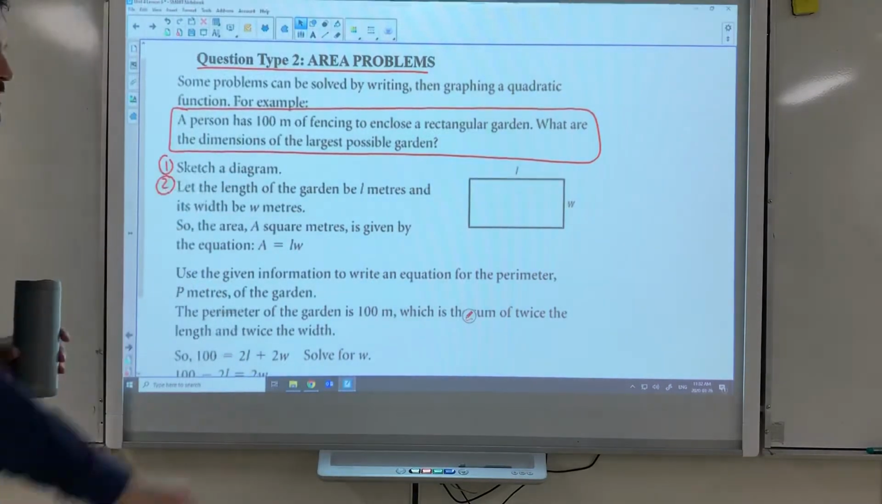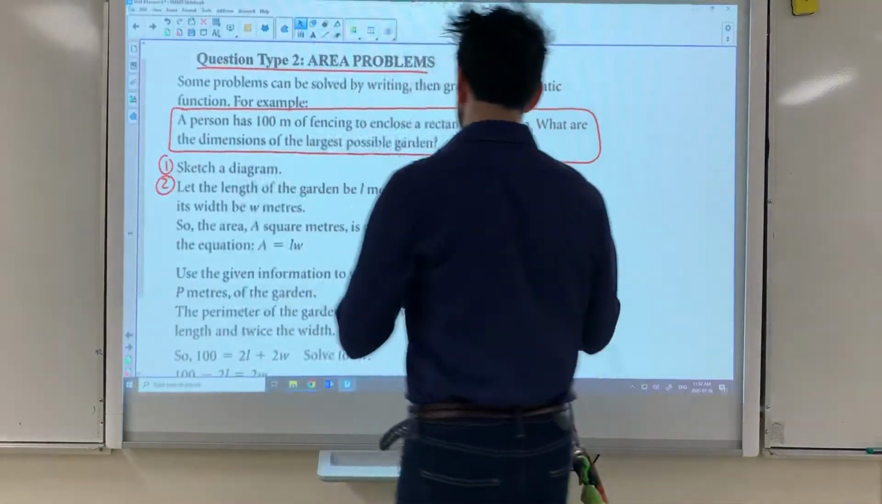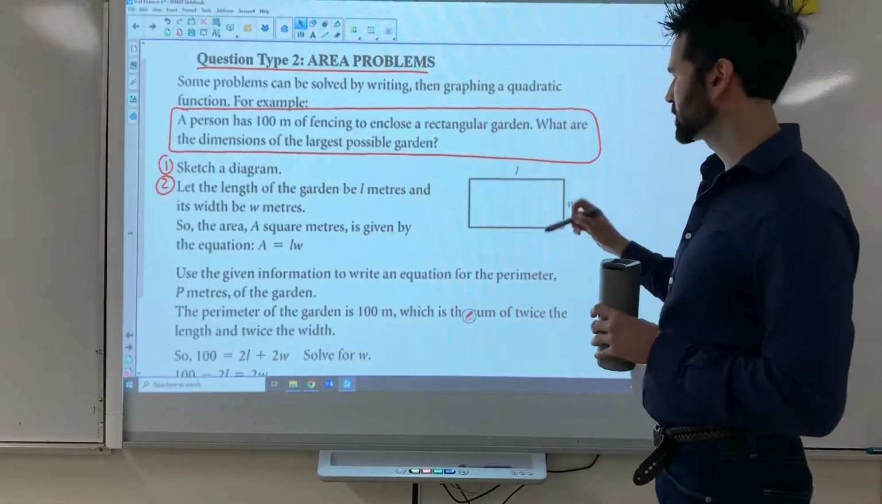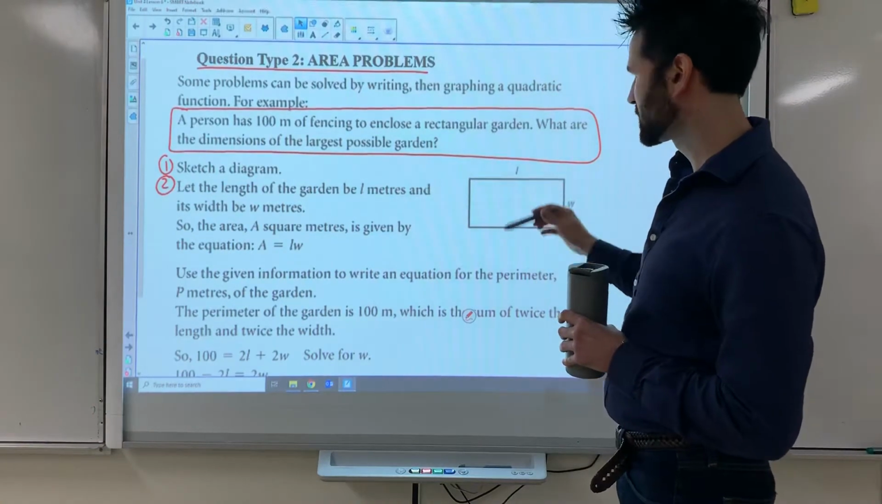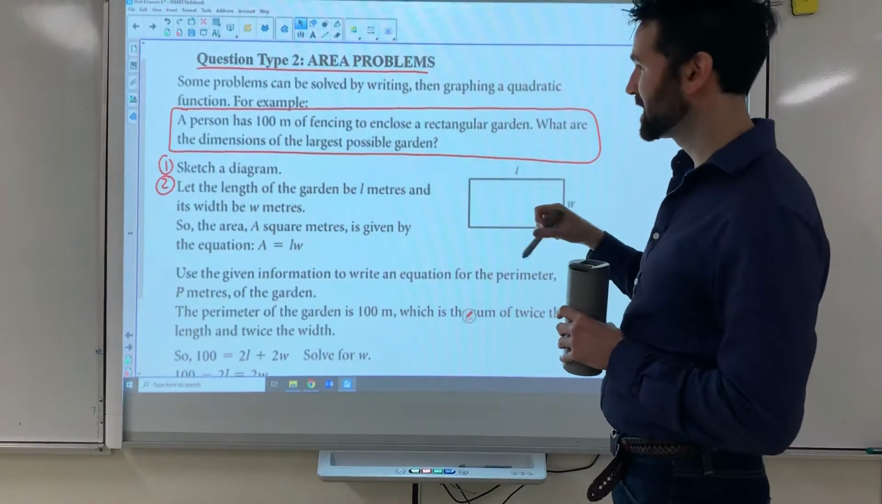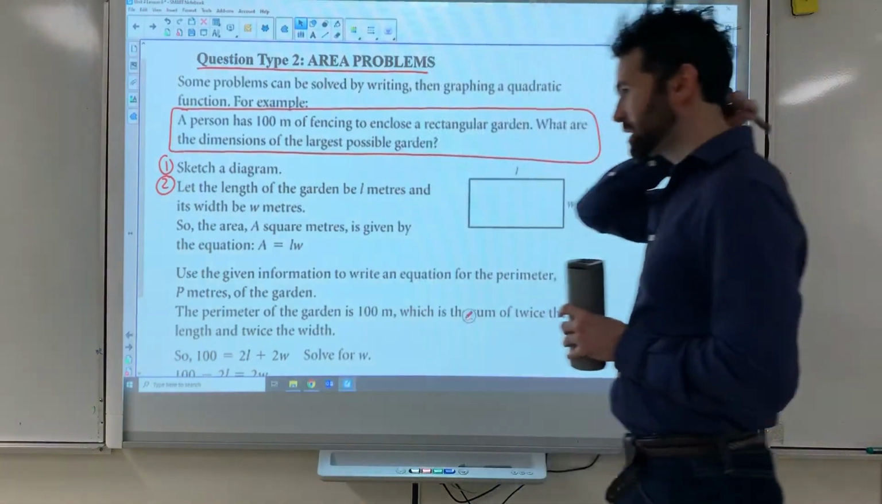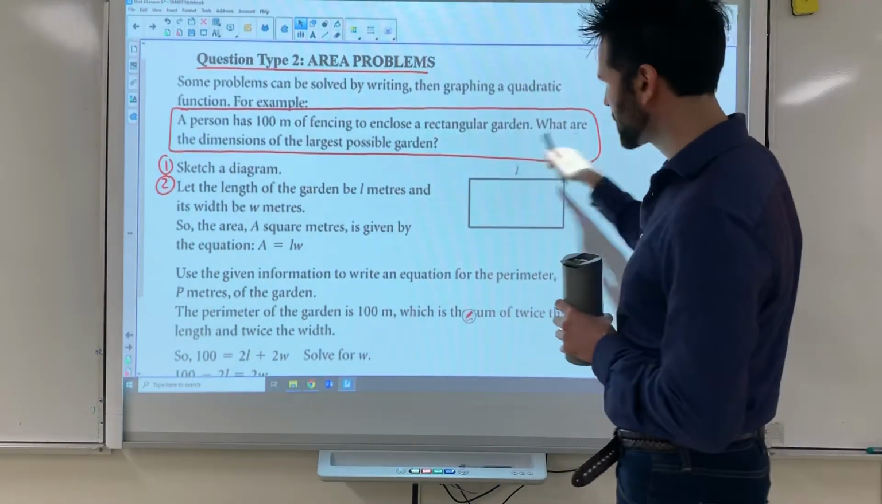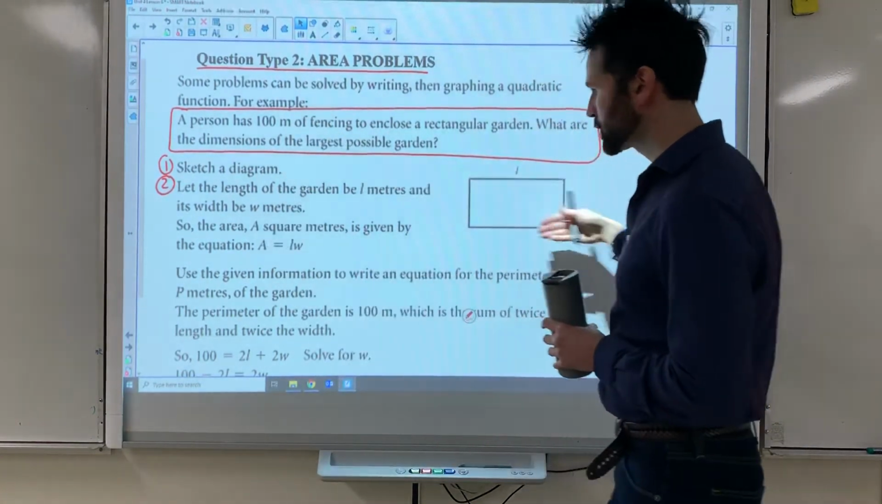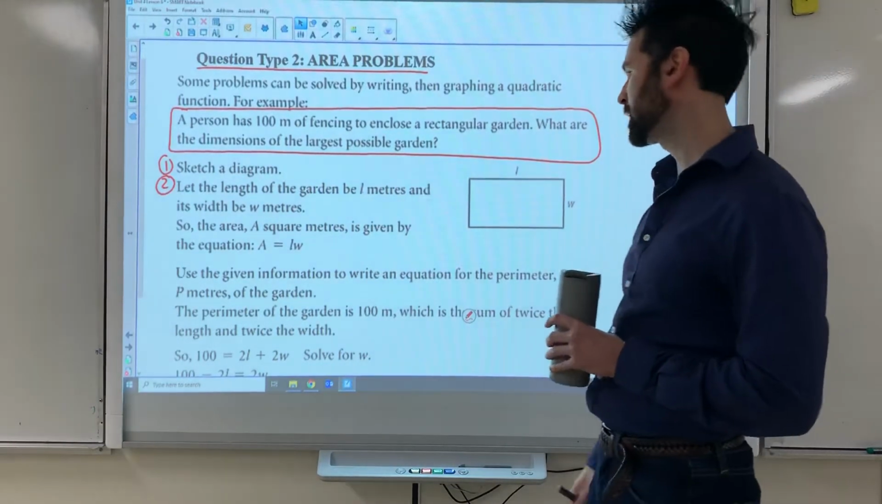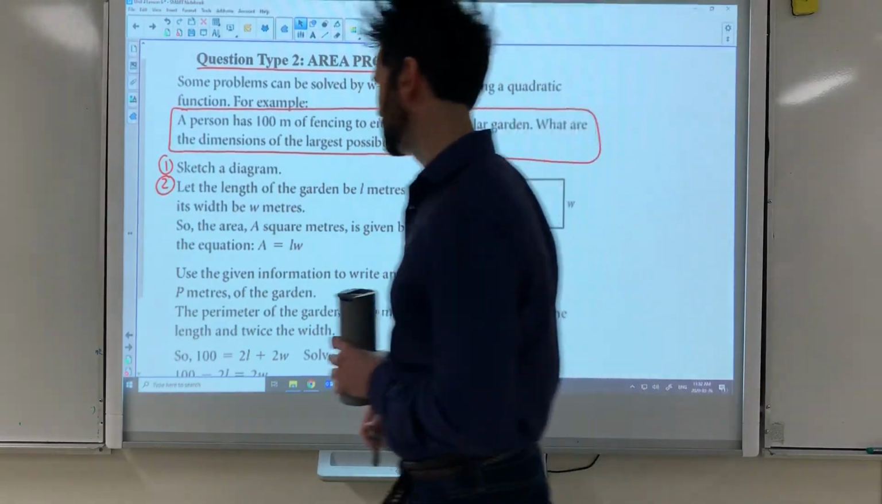So we have 100 meters of fencing, right? So you can build this rectangular garden however you like, as long as it adds up to 100. It can't exceed 100, and you have to use exactly 100. So it's got to equal exactly 100. So when I do my perimeter, I get 100. I want to make the largest area possible. Well, it's going to end up being a square probably.